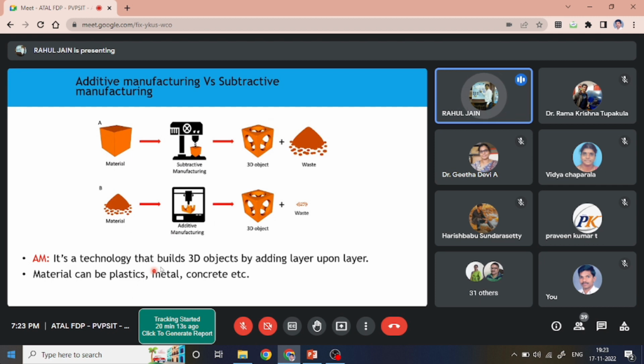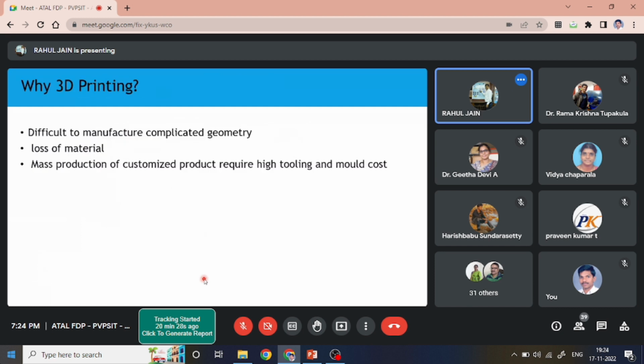And the biggest advantage of this additive manufacturing process is it can be done for any material. It can be plastic, it can be metal. Now people have even started talking about 3D printing of houses, right? That's why the concrete, biocompatible material, etc. Right? So why 3D printing process?